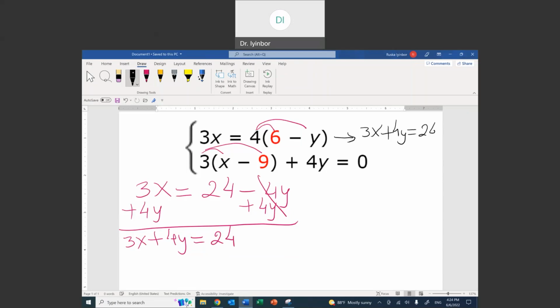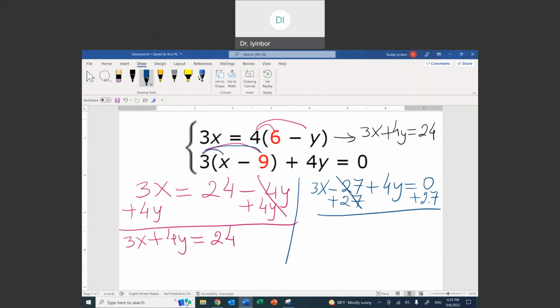Then I'm going to do the same with the second equation. I'm going to do the parentheses and move everything, x and y, to the same side. So when I do the parentheses, 3x and 3 times -9, I'm going to write it here. It's going to be 3x minus 3 times 9 is 27, plus 4y equals 0. Now x and y are going to stay on this side. I need to move 27. The number needs to go to the other side. And then this cancels and we have 3x plus 4y equals 27. So this is my second equation.